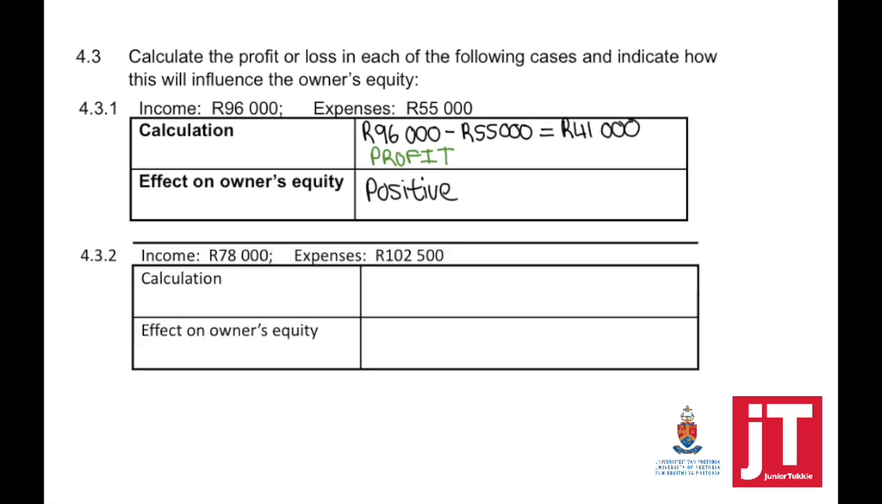Number 2, our income was 78,000 and our expenses 102,500. So it's clear that our expenses exceed our income. To show our calculation, we're going to take 78,000 minus 102,500. This will give us a negative 24,500. In accounting, a negative amount is shown in brackets. That means that the business made a loss. And as soon as the business makes a loss, it will have a negative effect on our owner's equity.